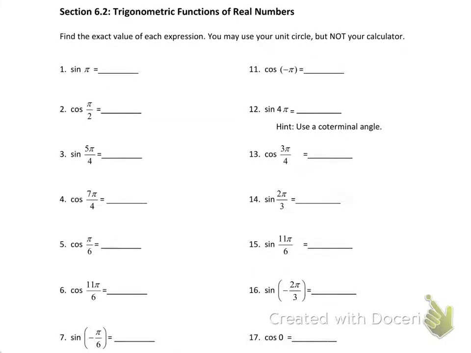Section 6.2, trig functions and real numbers. The first 2 pages of this is review. Keep in mind you can use your unit circle, but please don't use your calculator to figure these out. So I'm going to go through just a couple on this page, and then you're going to go back and fill it out. Same thing with the next page. Just give you some examples, and then you can fill the rest out yourself.